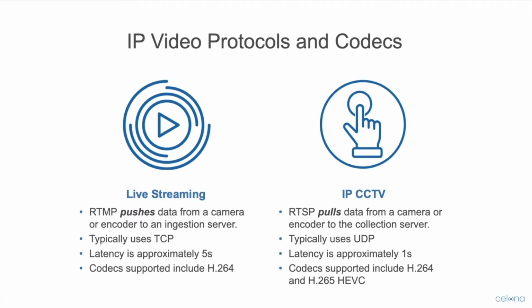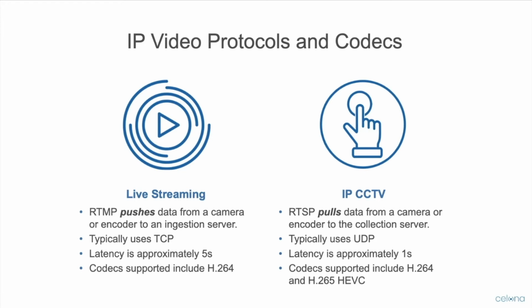Live streaming, number one, is generally where the video source is pushing to an ingestion server. And clients also pull from that same server using RTMP or HLS, something like that. But typically, if you're sending live streaming footage, that is being pushed out. And it also uses TCP, so there's more QoS capability there.